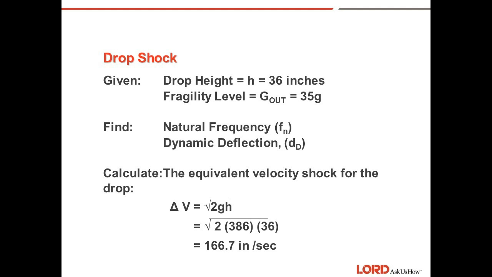The last problem that we're going to cover is a drop shock problem. We're given a drop height of 36 inches. The item's fragility level, or the amount of G's it can withstand and still operate, otherwise known as G out, is 35 G's. We want to determine our natural frequency and the dynamic deflection. Again, we have to calculate the equivalent velocity shock for the drop. For a drop shock, delta V is equal to the square root of 2GH. Plugging in our knowns, we have the square root of 2 times 386 times 36 inches. We have a change in velocity of 166.7 inches per second.